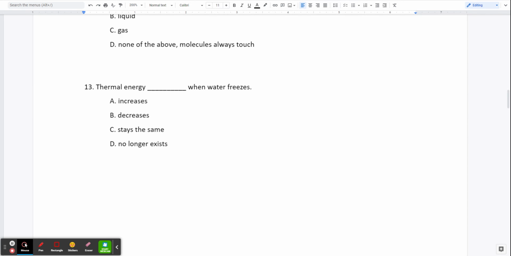13. Thermal energy blank when water freezes. Does thermal energy increase when water freezes? Decrease? Stays the same? Or no longer exists? What happens to thermal energy when water freezes?